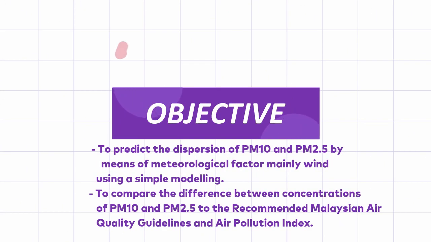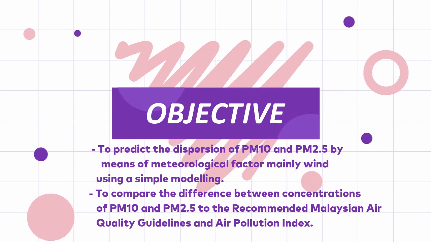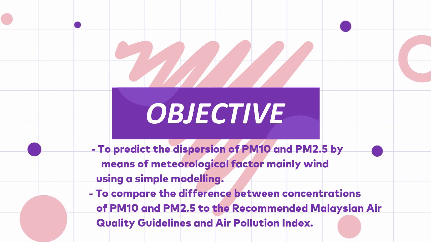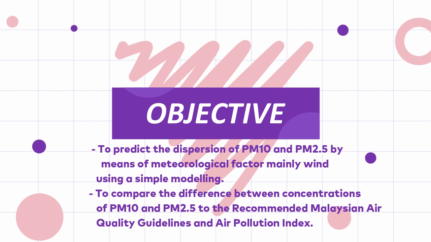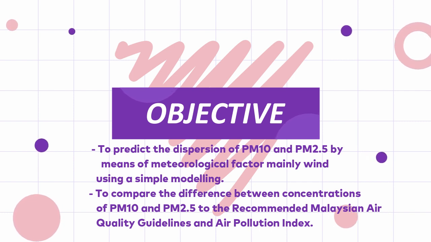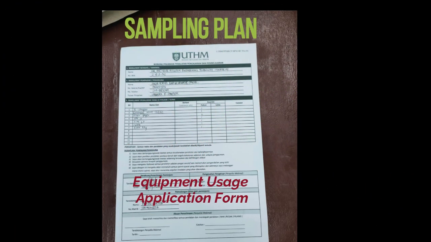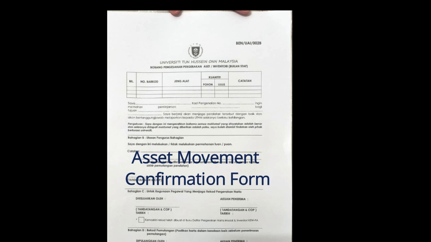The objective of this sampling is to predict the dispersion of PM10 and PM2.5 and to compare the difference between the concentrations of PM10 and PM2.5 to the recommended Malaysian Air Quality Guidelines and Air Pollution Index. For the sampling plan, there are 3 documents, which are the equipment usage application form, the field equipment checklist, and lastly, the asset movement confirmation form.